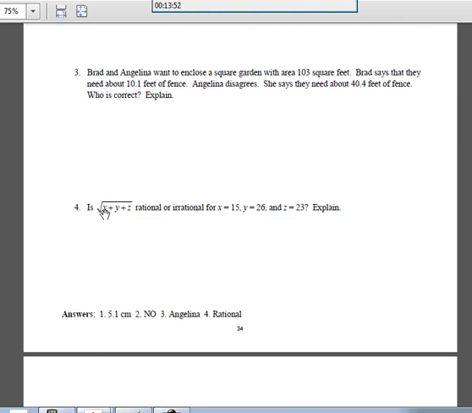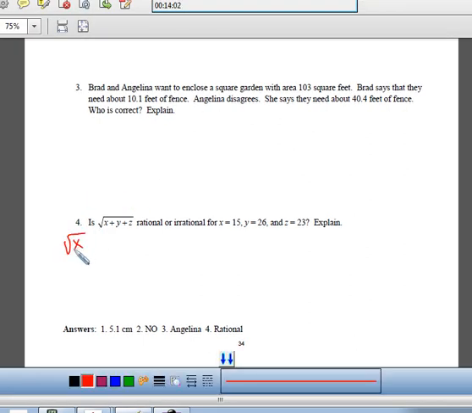The last one says, is the square root of x plus y plus z rational or irrational? Now, if we were doing the square root of x plus the square root of y plus the square root of z, we would not be able to answer this problem because you can't add square roots like you add normal numbers. You actually have to add them like you are adding like terms. But since it's just one square root symbol, or radical symbol as it's called, we can actually add these numbers together. And when you do, you get the square root of 64. Now, we know that the square root of 64 is 8. I want you to finish this problem by doing the explain. See what kind of explanation you come up with.